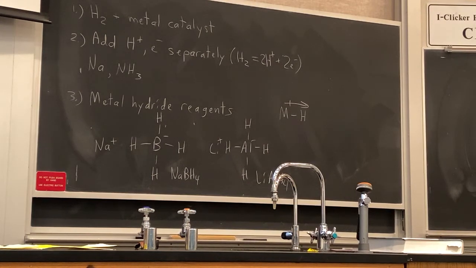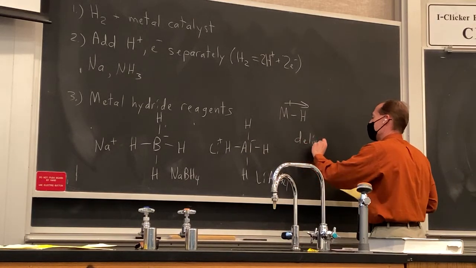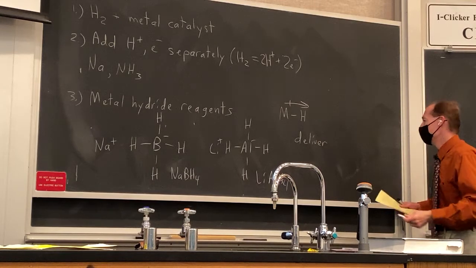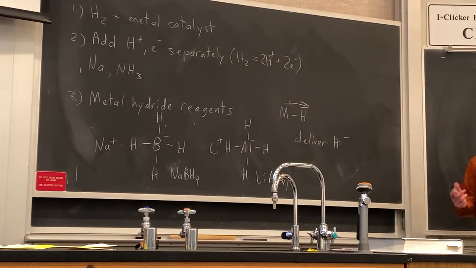So these molecules are called metal hydrides, even though they don't have a full-blown negative charge on a hydrogen. They have partial negative charges on hydrogen, and so they react as if they were hydride. They deliver H-, and we'll see how they do this next period on Wednesday.